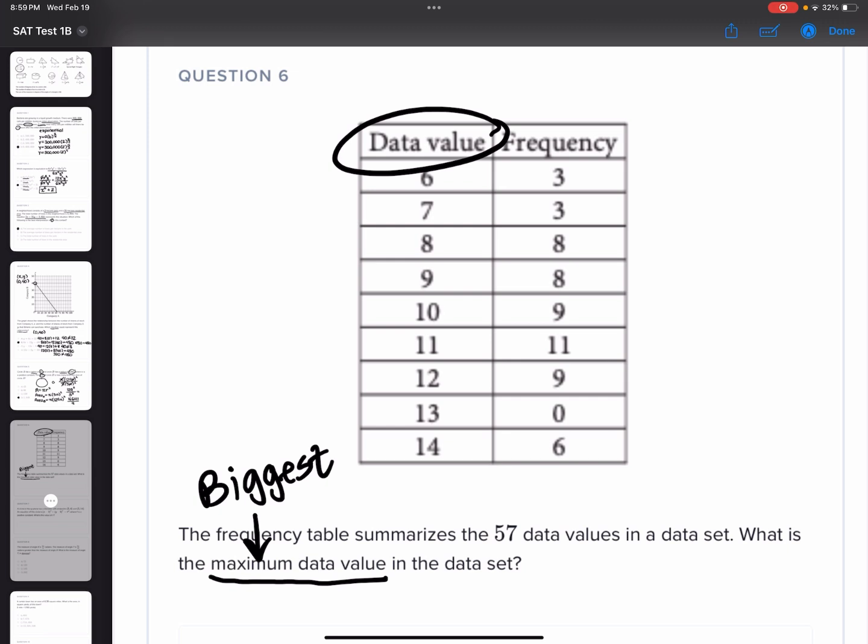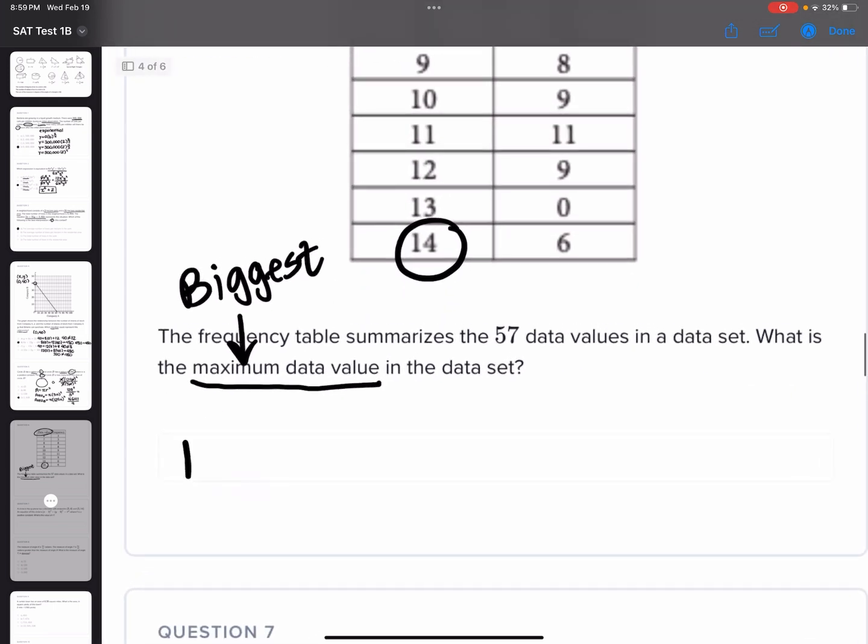Okay, so this is pretty easy. What is your biggest value for the data? 14. Our answer is 14.